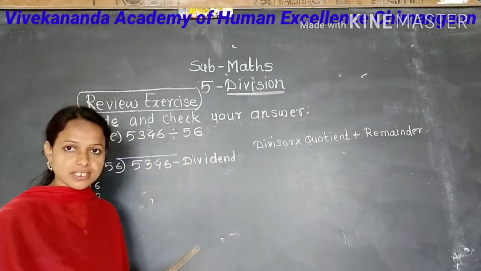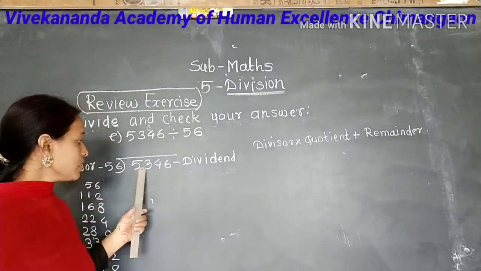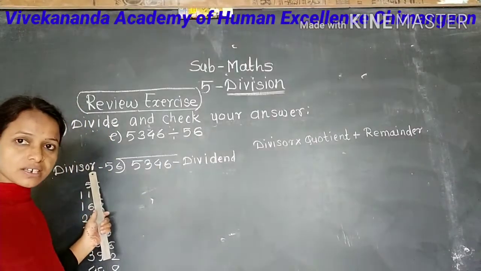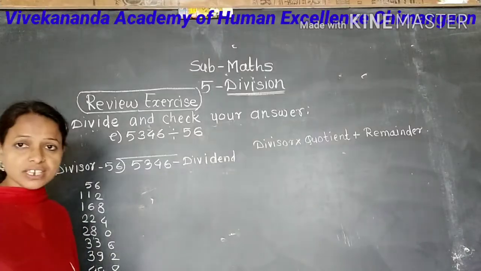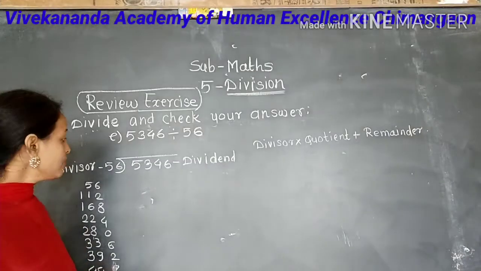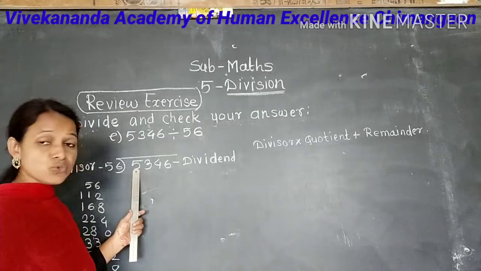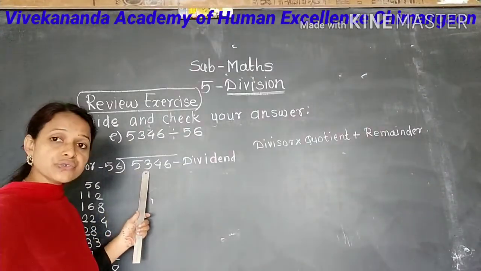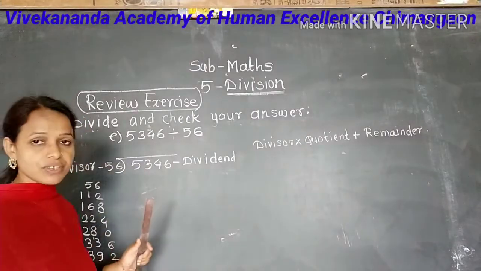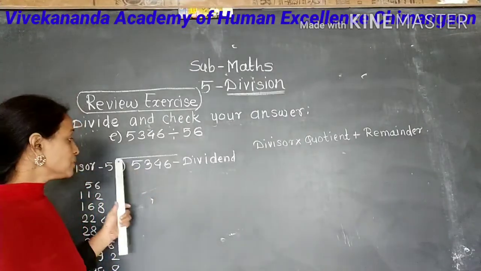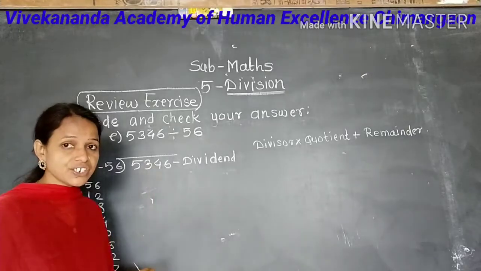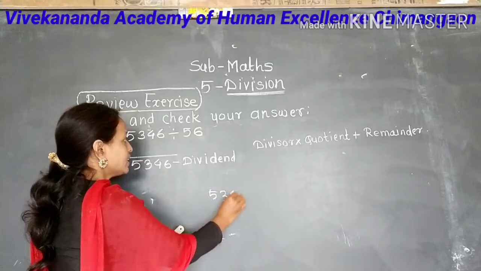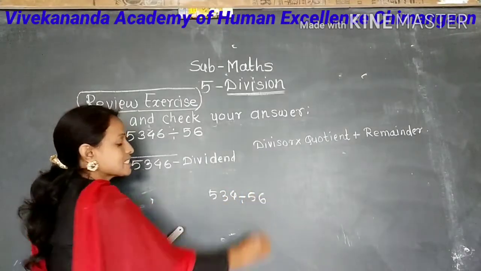5346 divided by 56. Here 5346 is the dividend and 56 is the divisor. Here I have written the table of 56. Now we will divide. If we choose the leftmost digit, 5 is less than 56. If we choose 53, it is less than 56. So here we have to choose the thousands, hundreds and tens digits together to divide. So here we have to divide 534 by 56.